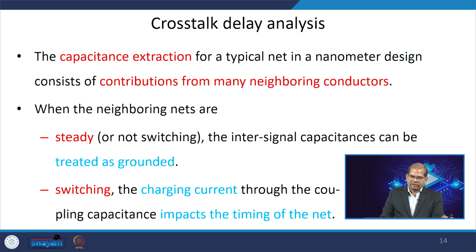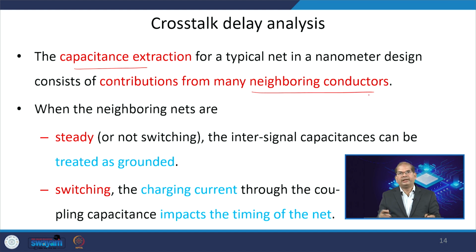So, we will discuss the crosstalk delay analysis. Here the most important part is how good your parasitic extraction engine is. The parasitic extraction of a typical net in a nanometer design has contributions from many neighboring conductors. Since I told you, wire density is higher, you have more nets going in a smaller area, and in a smaller area you have a lot of coupling capacitors. So, that will lead to a huge contribution of coupling capacitors to the interconnects.